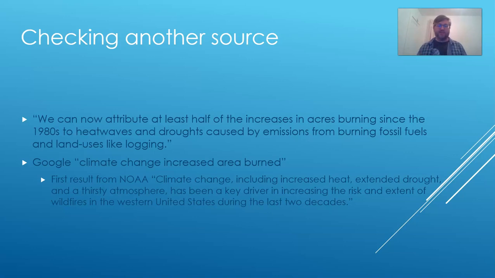And so the first result, when I Googled that, was from NOAA, the National Oceanic and Atmospheric Administration. So that is a U.S. government department that deals with atmospheric and climate kinds of issues. And their page that came up says, climate change, including increased heat, extended drought, and a thirsty atmosphere, has been a key driver in increasing the risk and extent of wildfires in the western United States during the last 2 decades. So that statement from NOAA is consistent with what De La Salle says, right? It's giving us the same general idea that climate change is causing increases in wildfires.